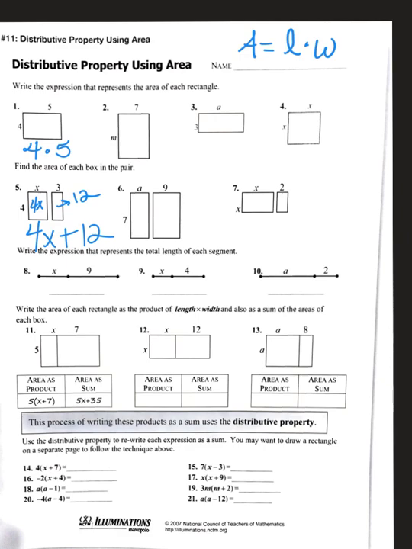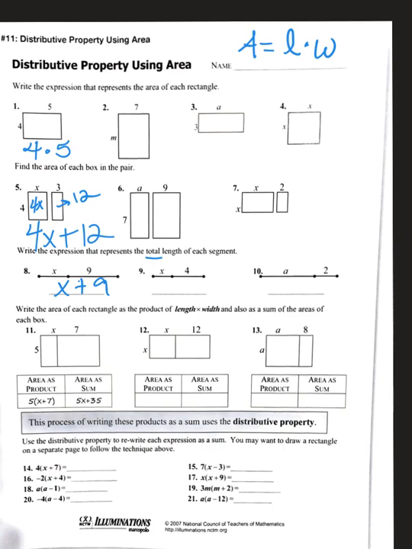Okay, let's look at the next section. Write the expression that represents the total length of each segment. That's your key word right there, total. Total means we're going to have to add. If you wanted to know the total of your bill, you would have to add every item up. So on number 8, the total length would be x plus 9. That's all you do in that section.